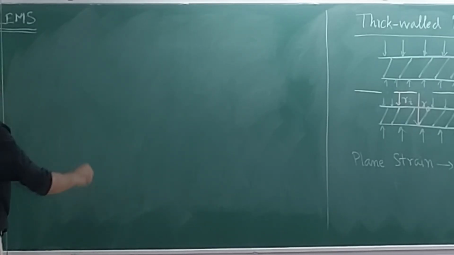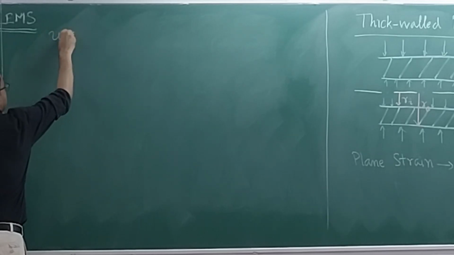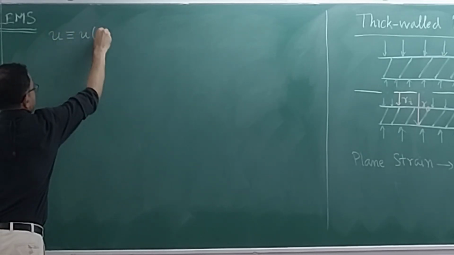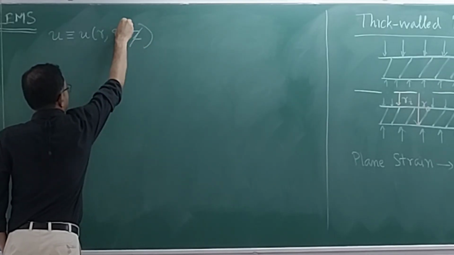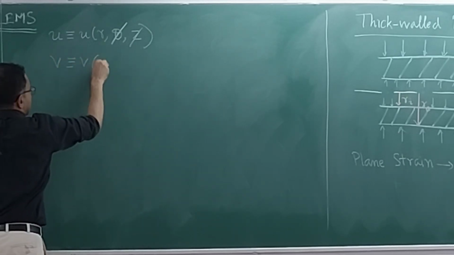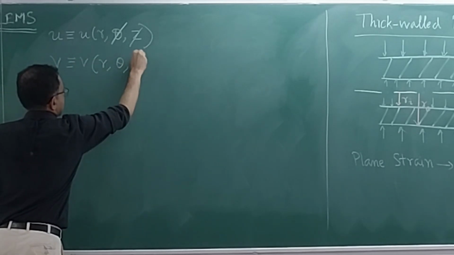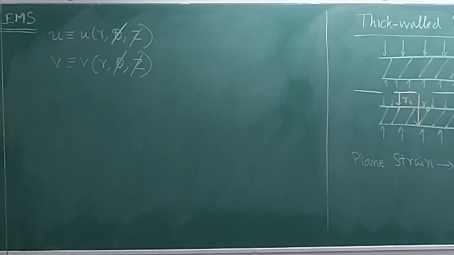So this u, this theta dependence is also gone. The z dependence had gone earlier, now theta dependence is also gone. V, this also. W we had already said was 0.